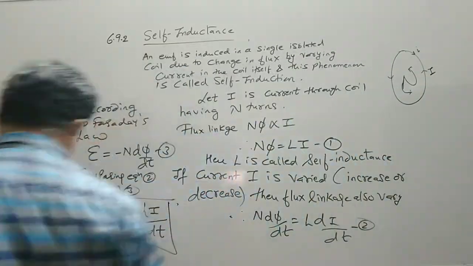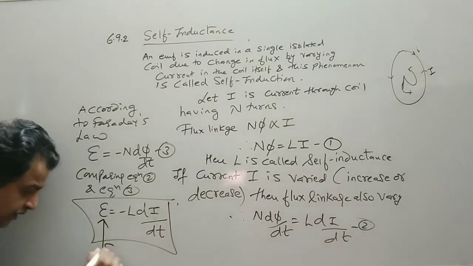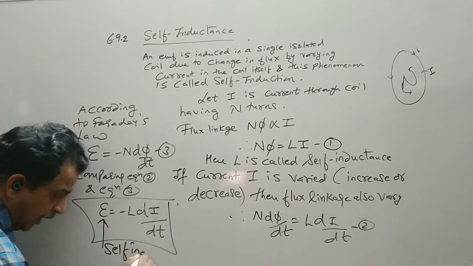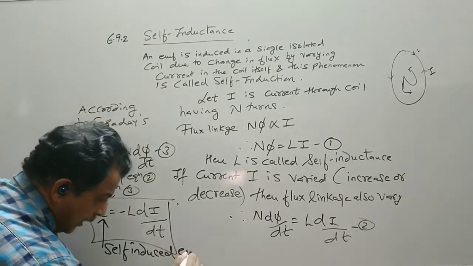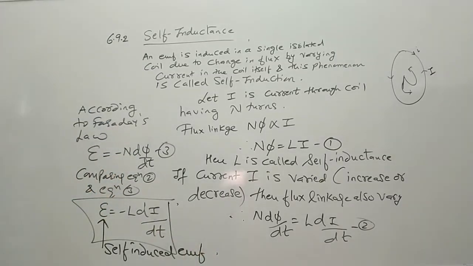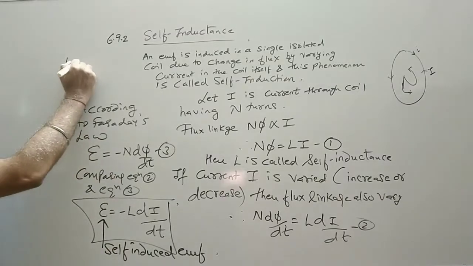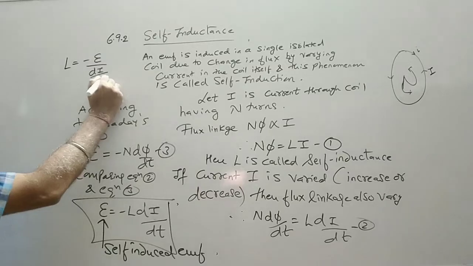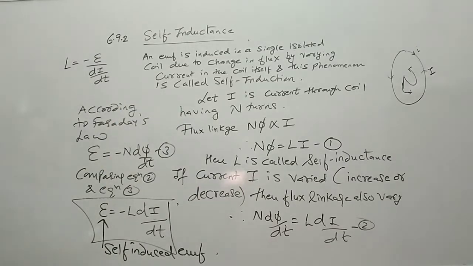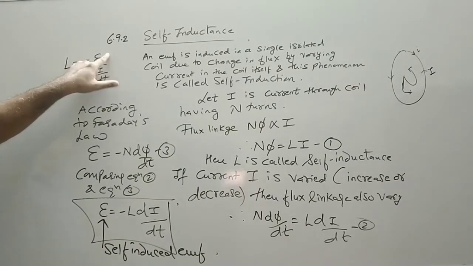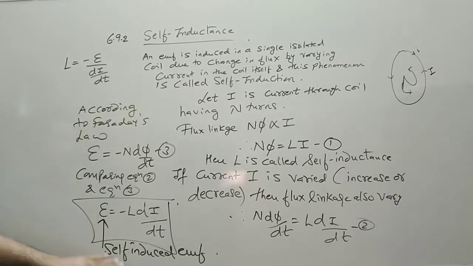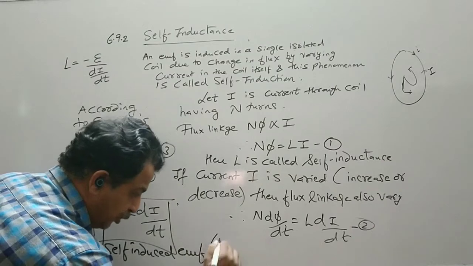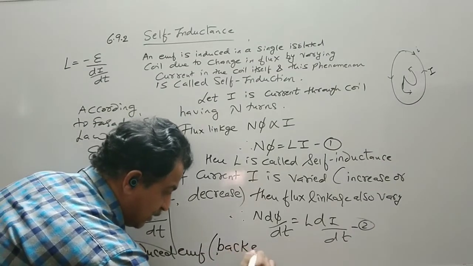This E is called self-induced EMF. So again, if you want to define L, it can also be defined as L = -E / (dI/dt). So it is the ratio of the self-induced EMF to the rate of change of current. Sometimes this will also be called back EMF. Self-induced EMF is also called back EMF.